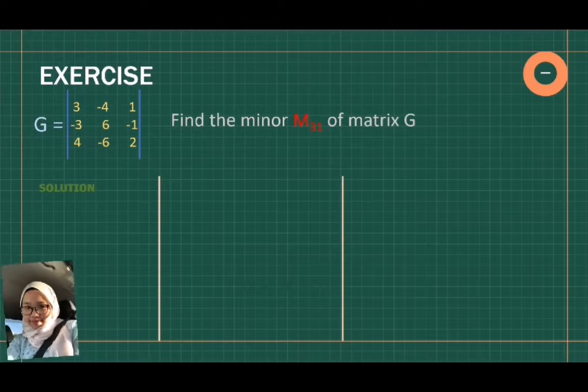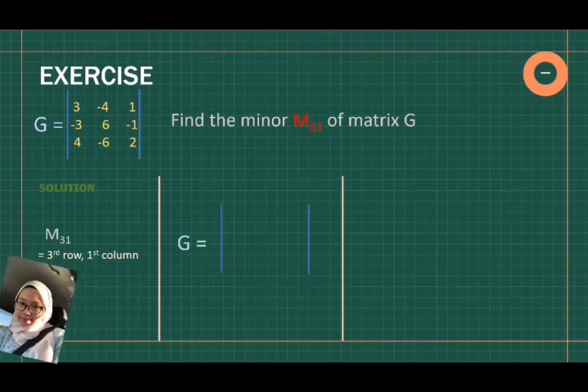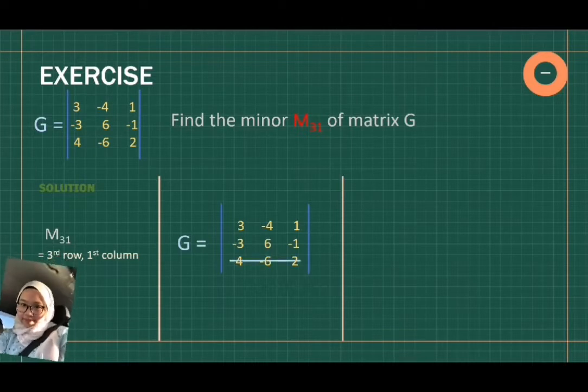This is the first example. We are given matrix G and we are asked to find the minor M31 of matrix G. First, you have to identify the row and the column from M31. It's the third row and first column. Then, draw a line across the third row and first column.